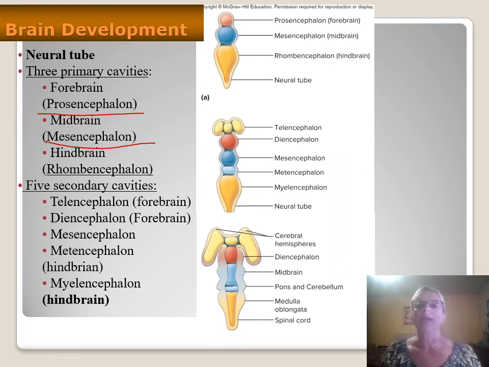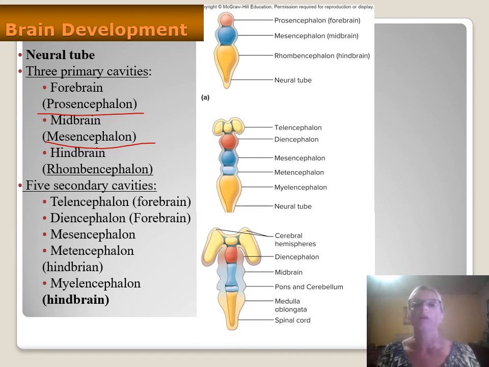It divides into anterior and posterior portions, and the hindbrain divides into two parts, which gives us 5 total cavities, all right? And so the 5 secondary cavities are the telencephalon, which comes from the forebrain, and then the diencephalon. So the forebrain, or prosencephalon, diverges into the telencephalon and the diencephalon. All right, and so you can see it just kind of starts to differentiate, is a good way to look at that.